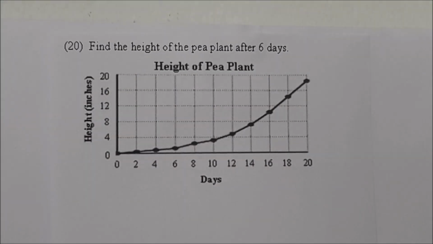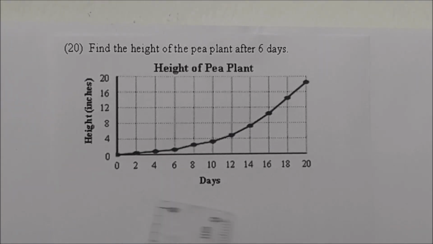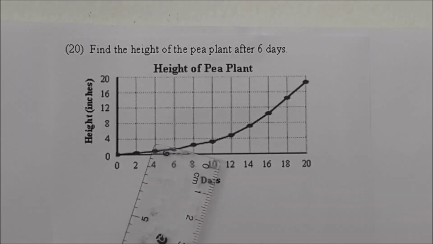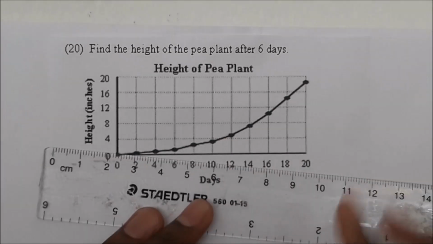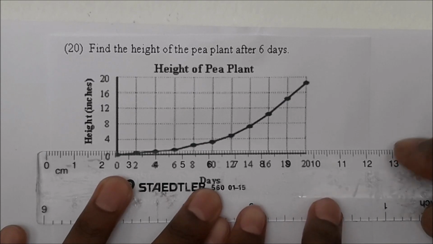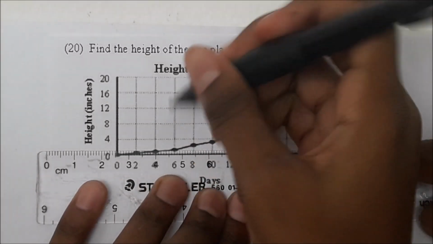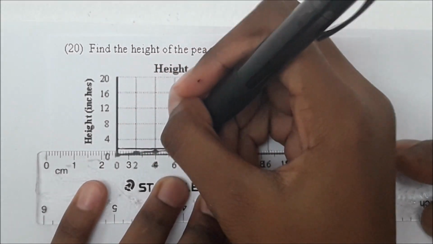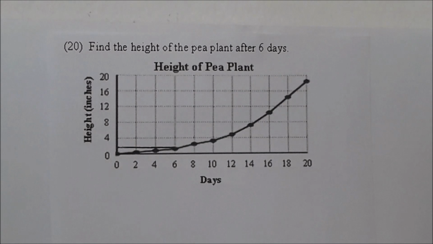Okay, number 20. Find the height of the pea plant after 6 days. So the bottom scale, the horizontal scale, is in days. So 6, you go right above the 6, and you need to go up to that mark right there. You have to draw a line across to the vertical axis to see what number you would get. Okay. Draw a line across. All right. Now we have to see what number that is by the 4.